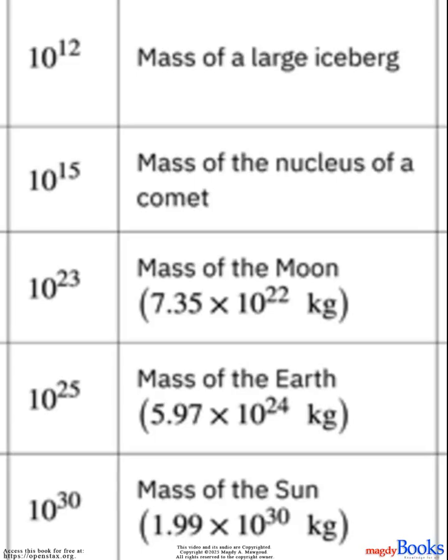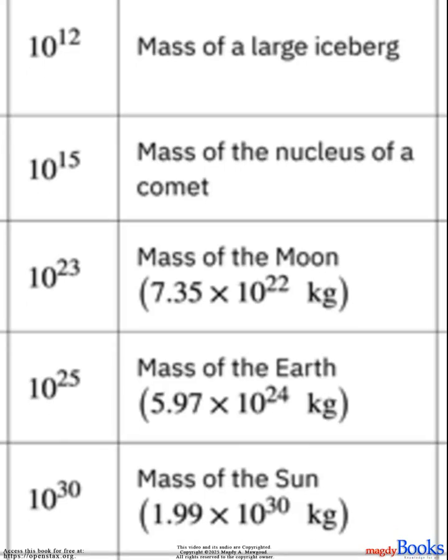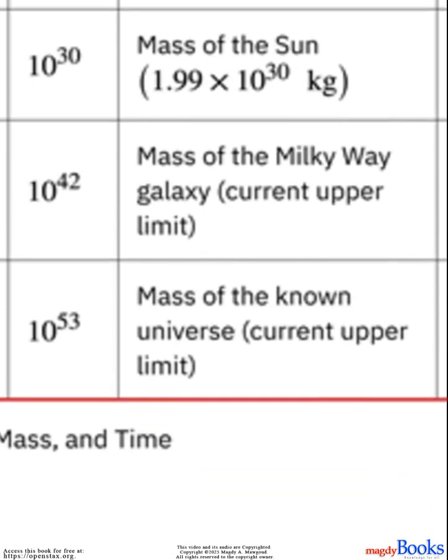12. 10 to the power of 23, mass of the moon, 7.35 multiplied by 10 to the power of 22 kilogram. 13. 10 to the power of 25, mass of the earth, 5.97 multiplied by 10 to the power of 24 kilogram. 14. 10 to the power of 30, mass of the Sun, 1.99 multiplied by 10 to the power of 30 kilogram. 15. 10 to the power of 42, mass of the Milky Way galaxy, current upper limit. 16. 10 to the power of 53, mass of the known universe, current upper limit.